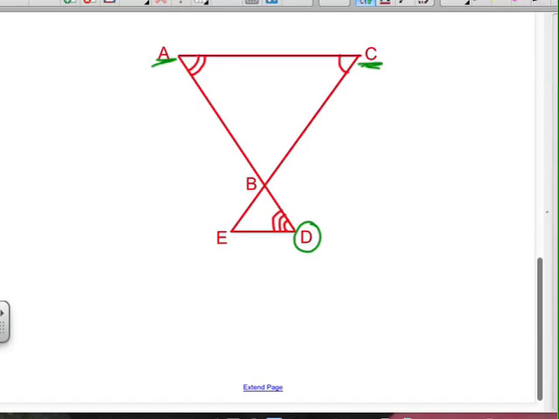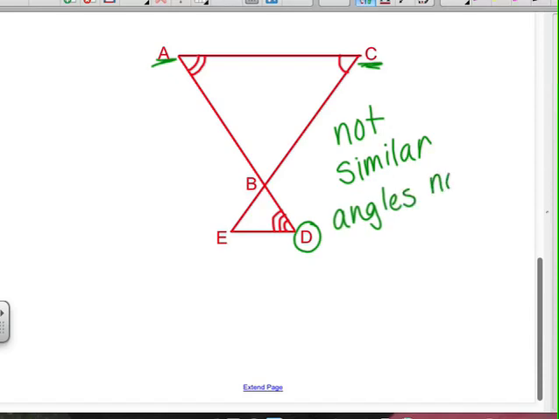So the way I see it, angle D does not match up with A or C. They're not congruent angles. So they are not similar, because the corresponding angles are not congruent. The angles should match up perfectly with their degrees or with their arcs, and they do not.